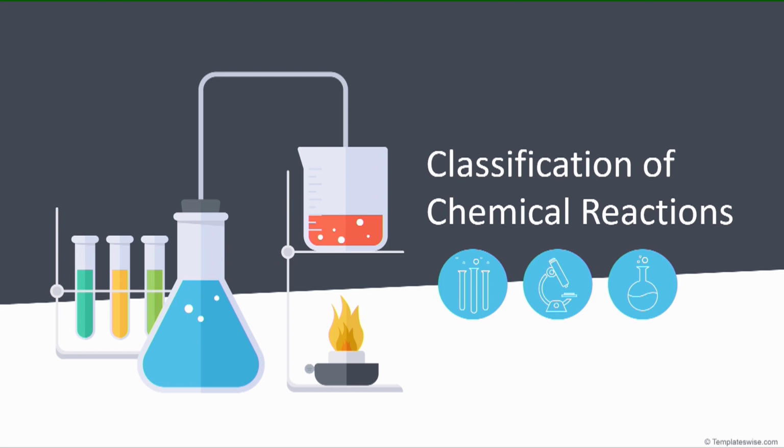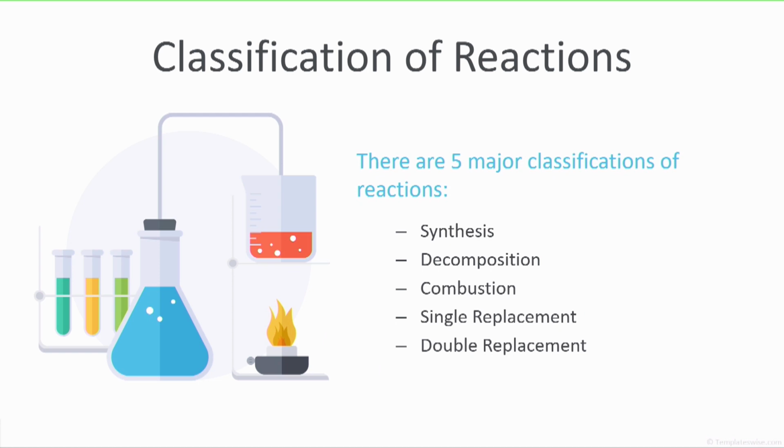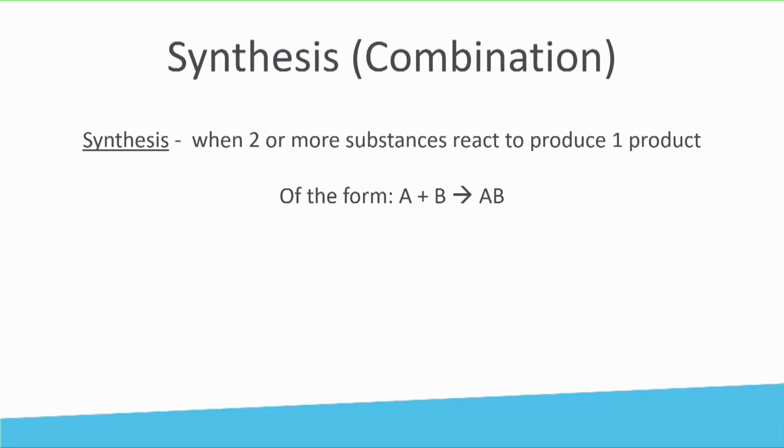Okay? So there are 5 types of chemical reactions that you will be dealing with in a chemistry course. All right? Synthesis is the first one. Decomposition, combustion, single replacement, also sometimes called single displacement, and double replacement, also sometimes called double displacement. All right, so we're going to talk about each one of those in a little bit.